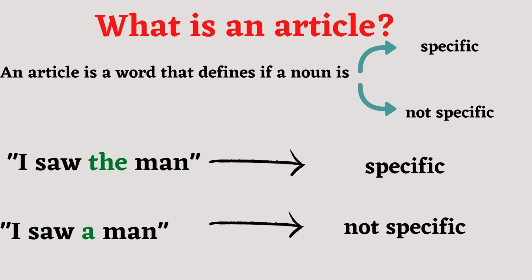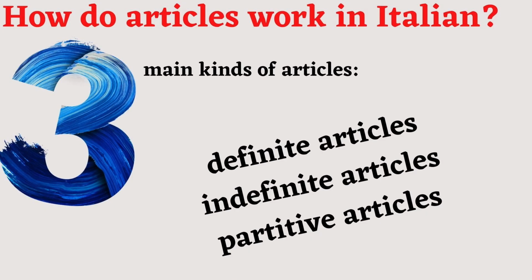In the first example, I mean exactly one specific man, probably the one we were talking about and that we both know. That is why I specifically mean him and not another one. In the second example, I mean that I saw a man, but no matter who specifically. So, how do articles work in Italian?